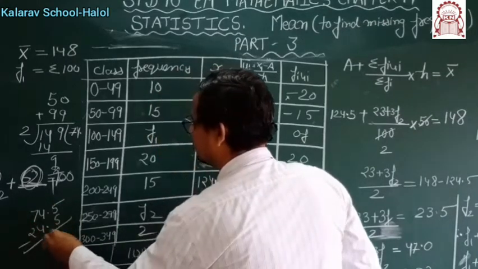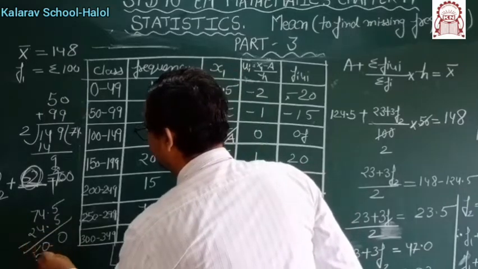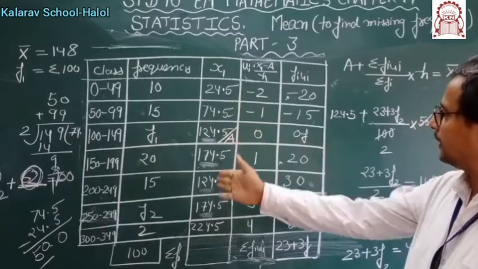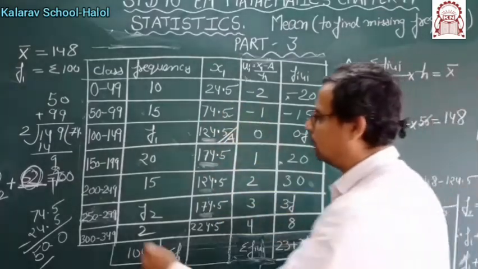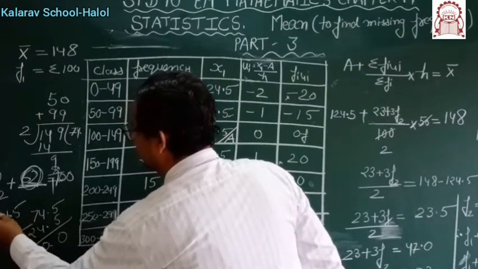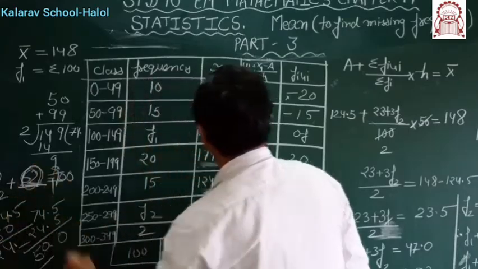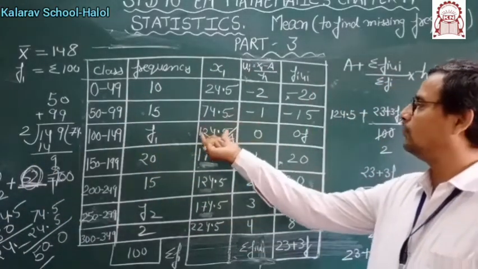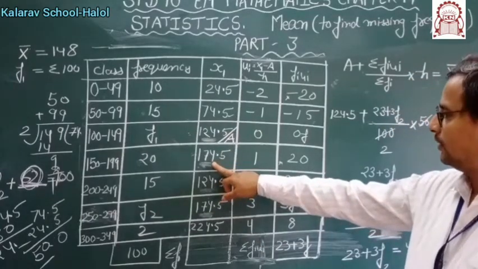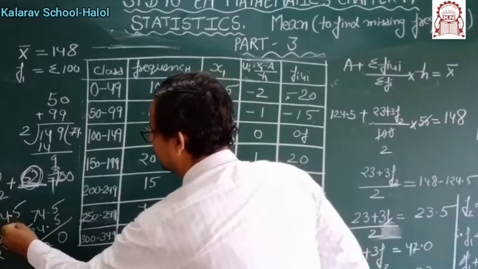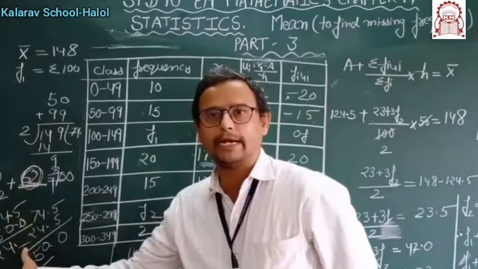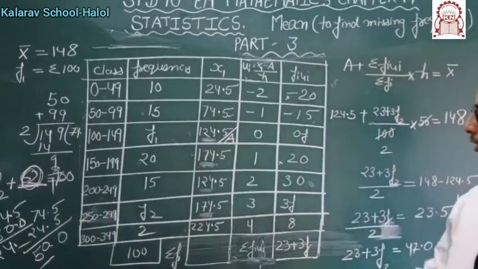74.5 minus 24.5, cancel, 0, 5, 50. It means in subsequent number, if you will add 15, then you will get all this. It means in 74.5 you will add 15, then you will get 124.5. Again, in 124.5 you add 50, you will get 174.5. How to add it? I explain you here. 0.0, 74.5 and 50.0. Like that way, you have to add it.